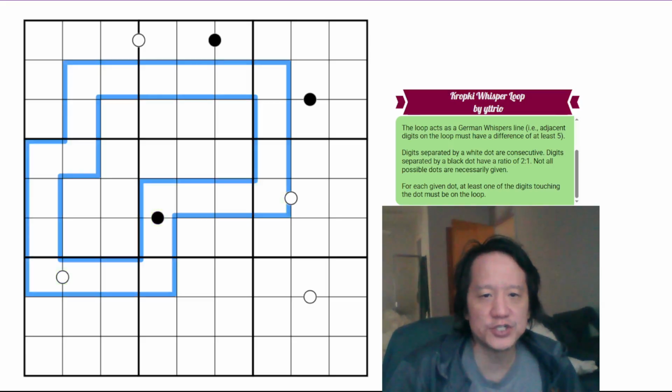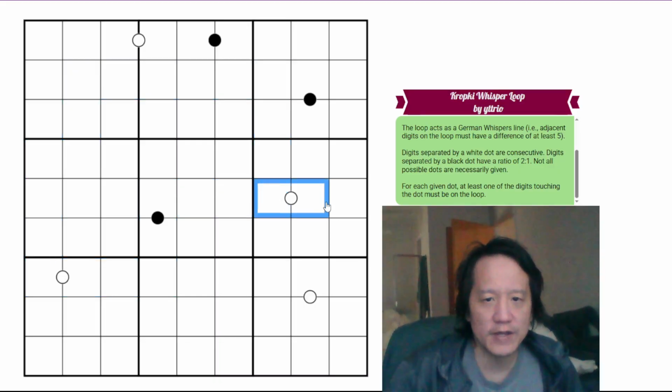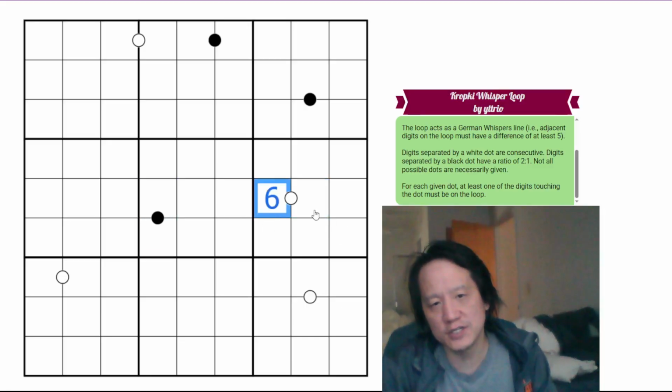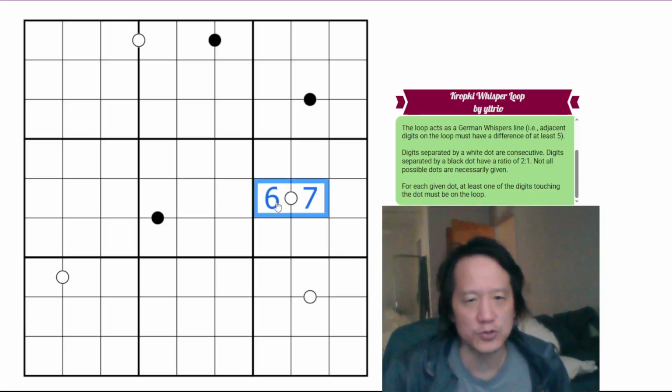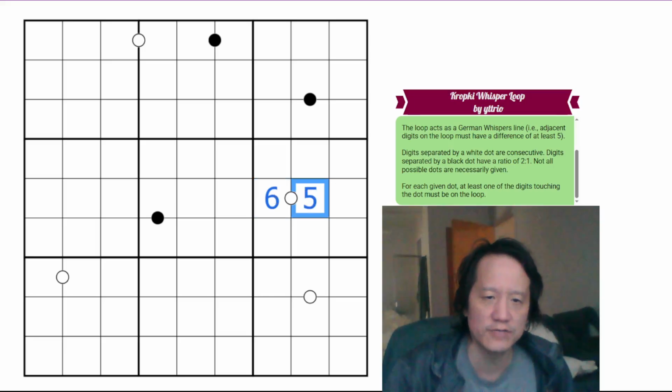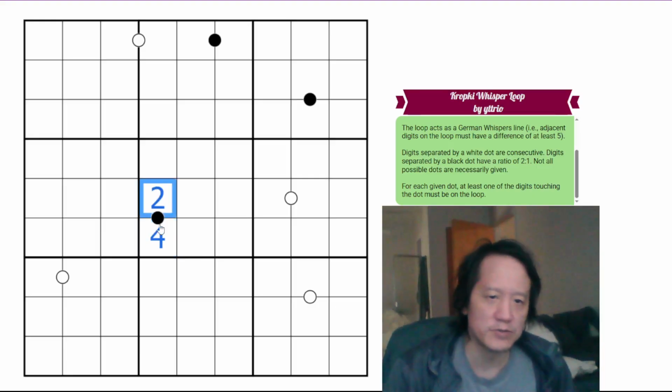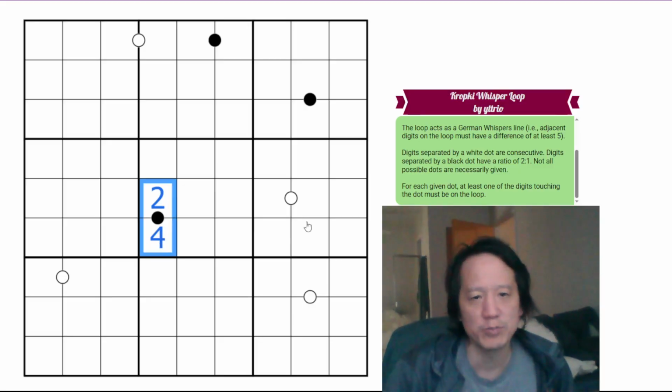We also have digits separated by a white dot are consecutive, and digits separated by a black dot have a ratio of 2 to 1, and not all possible dots are necessarily given. These are called Kropki dots, which is why this is the Kropki whisper loop. The whisper is the German whisper line or the whisper 5 line, and the Kropki dots are the Kropki part. So, for example, if this were a 6, this would have to be a 5 or a 7, because there's a white dot between them, which signifies they're consecutive. And if, for example, this was a 2, this would have to be a 1 or 4, because there must be a 1 to 2 ratio between them, because there's a black dot between those.